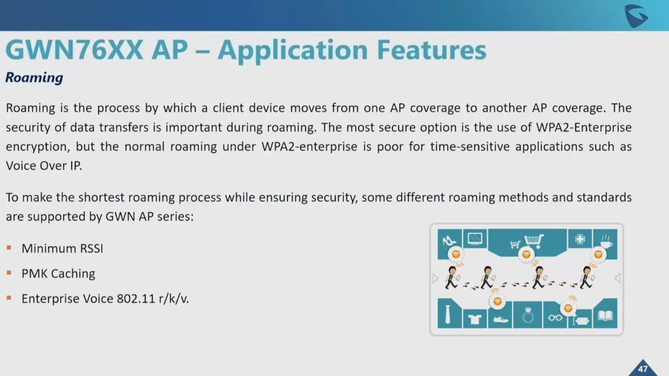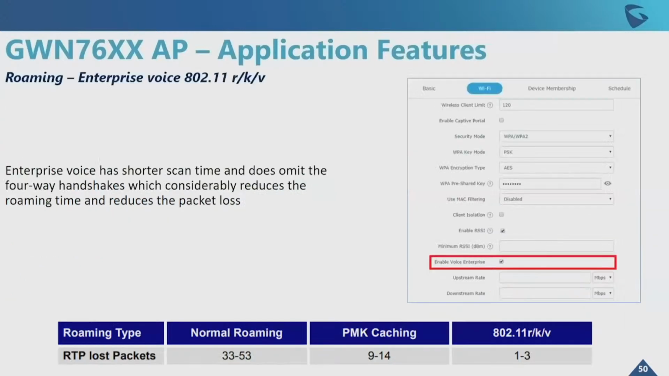If you can see the comparison on the bottom there, there's the roaming type and the RTP loss packet. Normal roaming, this is basically when you're using a method like minimum RSSI to roam from one cell to the other, you're losing on average about 33 to 53 RTP packets if you were on a voice call. With PMC caching, you're losing about 9 to 14 packets when you're roaming from one cell to the other. And with the 802.11 R, K and V, you're only losing 1 to 3 RTP packets. And 1 to 3 RTP packets, it's unnoticeable to the human ear, so you won't even notice that you moved from one cell to the other.